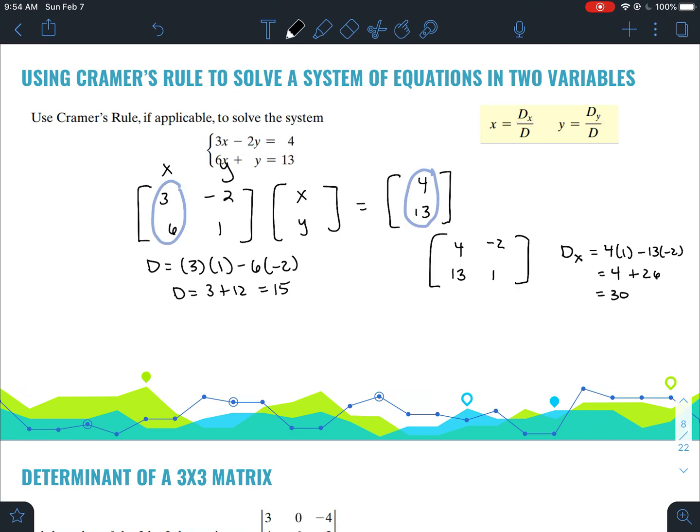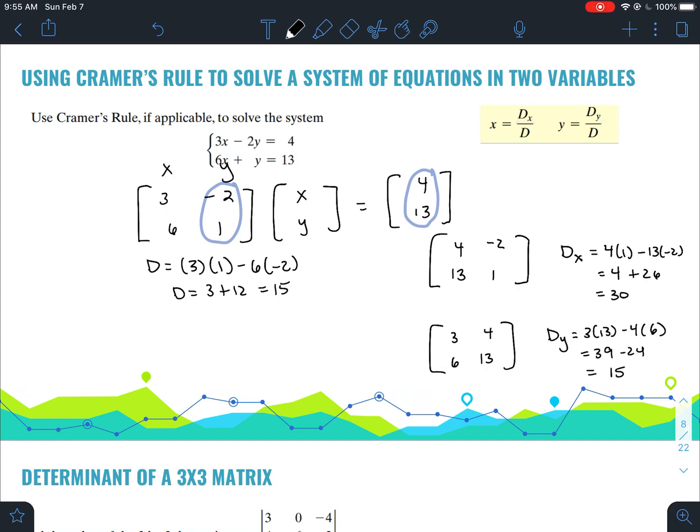And then we're going to do the same thing, but this time we're going to replace the y column with the solution column. So we're going to take a new matrix. In this new matrix, the x column stays the same, 3, 6, and then my y column is going to become the solution column, 4, 13. Then we find the determinant of that matrix, and we call that determinant d sub y, or dy. So 3 times 13 minus 4 times 6, so I would get 39 minus 24, which is 15. So d sub y is going to be 15.